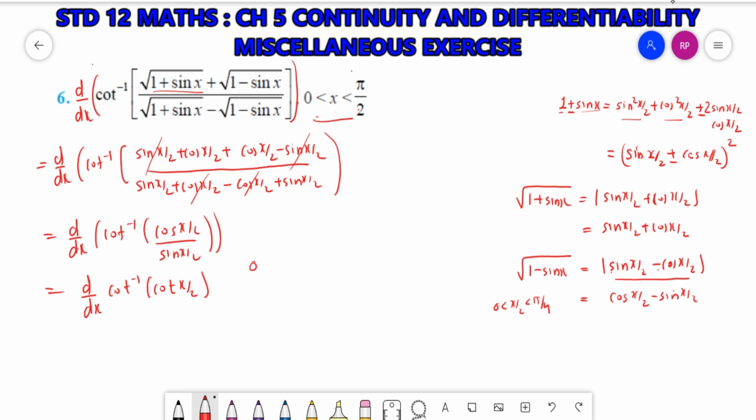Now 0 less than x less than pi by 2, so 0 less than x by 2 less than pi by 4. So obviously it is in the range of cot inverse. Hence this will be equal to d by dx of x by 2, and that will be equal to 1 by 2. Okay, so this was about question number 6. So just note it down.